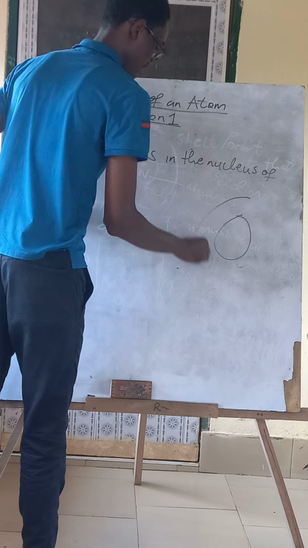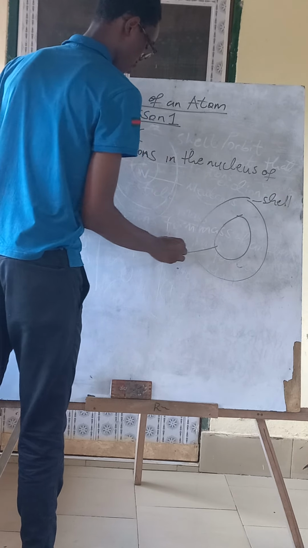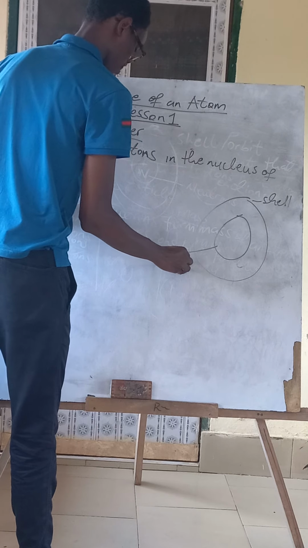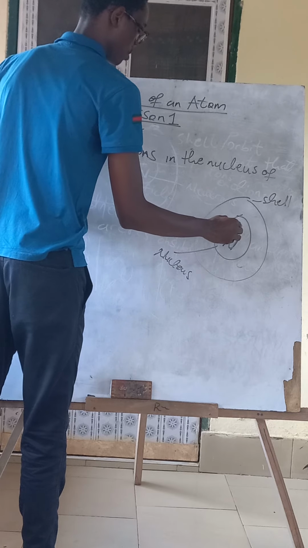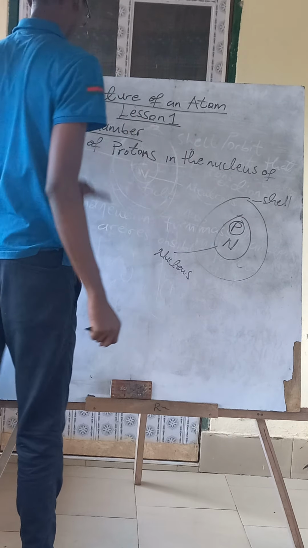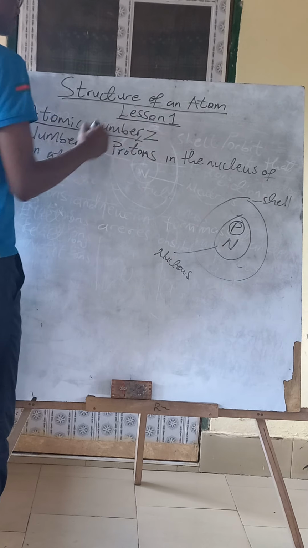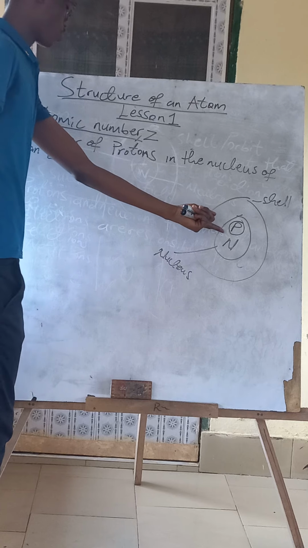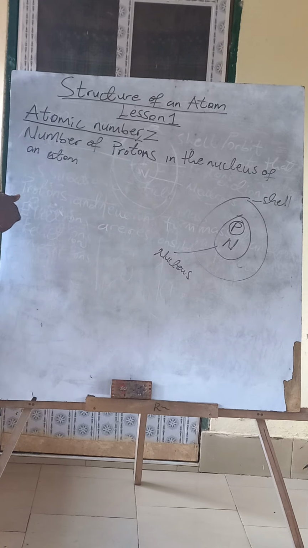Let's say this is the shell, this is the nucleus. Inside the nucleus, we have protons and we have the neutrons. So the number of protons inside this nucleus make up the atomic number. The symbol of atomic number is Z. So the number of protons inside the nucleus of an atom make up the atomic number.